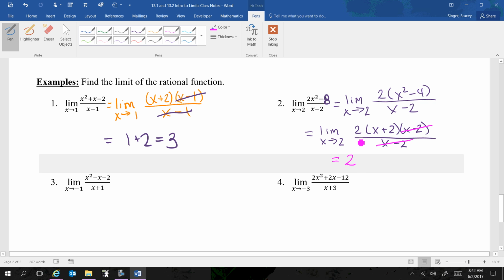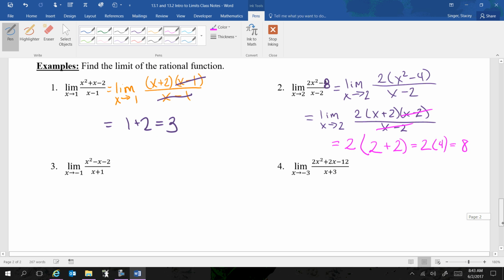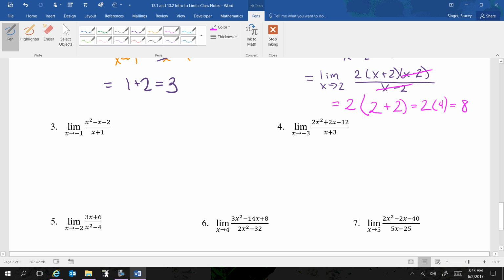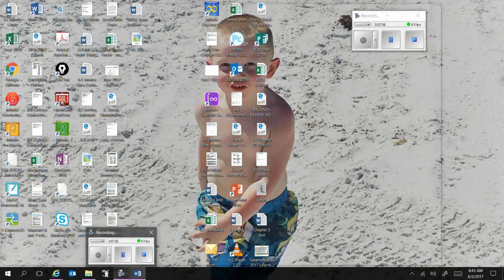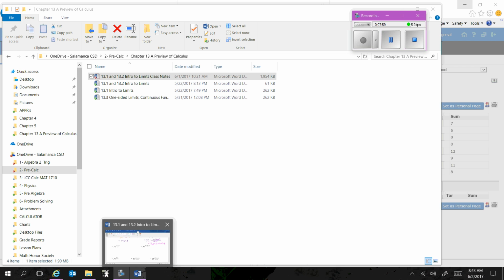The 2 stays in there, because that's a coefficient, so that's not going anywhere. What am I plugging in for x? 2, so 2 plus 2, which gives me 2 times 4, which gives me 8. Ta-da! Why don't you guys try number 3 and number 4? We'll see if you can do it, and then I'll do 5, 6, and 7 with you.